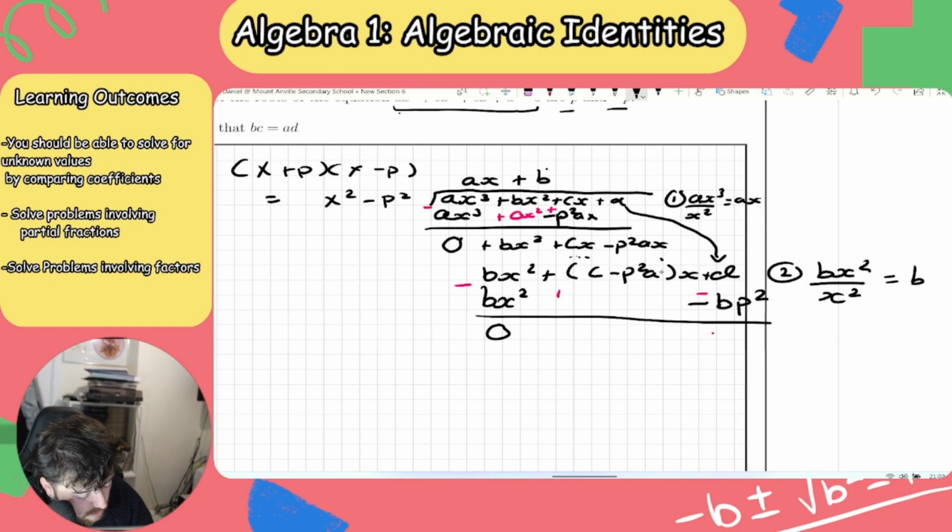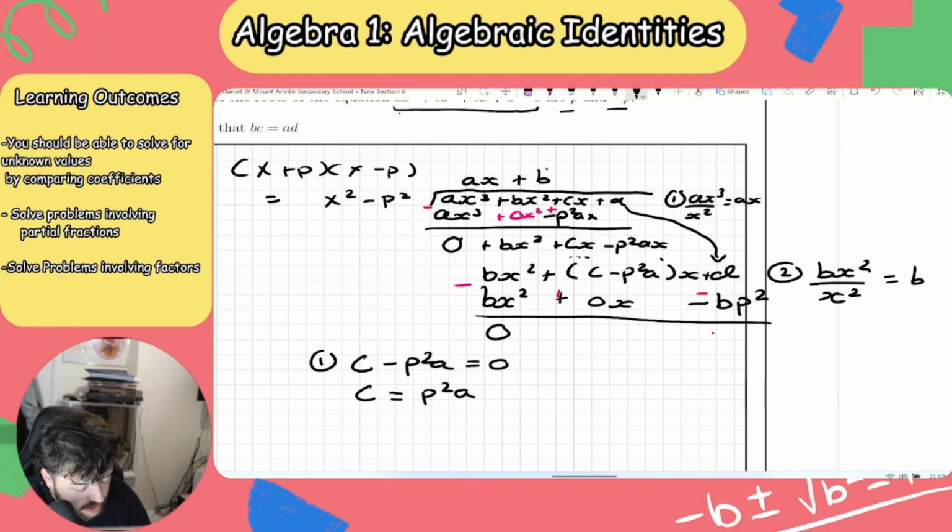So c minus p squared a, oh, I have no x's here, right? So that means this has to equal 0 because I have no x's. This is going to be nothing. So my first equation here is going to be c minus p squared a equals 0. And then I'm going to have c is equal to p squared a. Okay, let's see if I need to do anything else with that. Then my second equation I have here is this one, d minus bp squared. d minus bp squared has to equal 0 as well. So I'm going to have d is equal to bp squared.